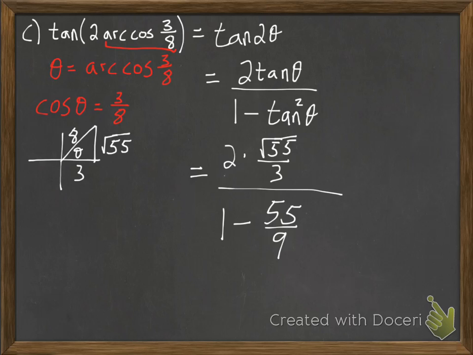Now we could do 1 minus 55 over 9, or we could just say, hey, we got a complex fraction. Well, since we have a complex fraction, let's multiply by our common denominator to get rid of those complex fractions. We don't have to worry about even adding or subtracting those fractions. Now, when I multiply by 9 in the numerator, 9 and 3 will cancel out, leaving me with a 3. 3 times 2 is 6. So we'll have 6 square roots of 55.